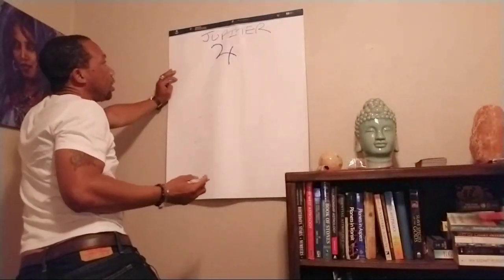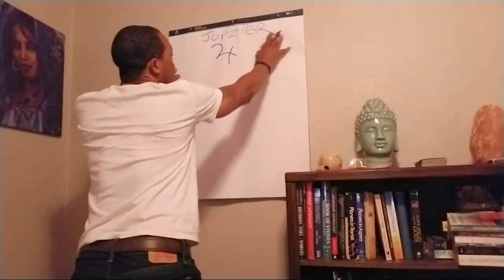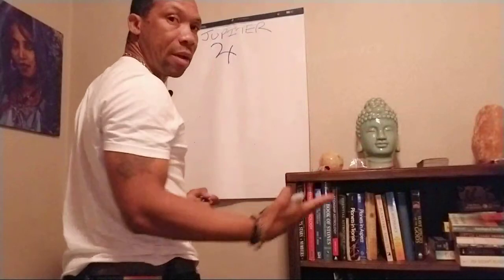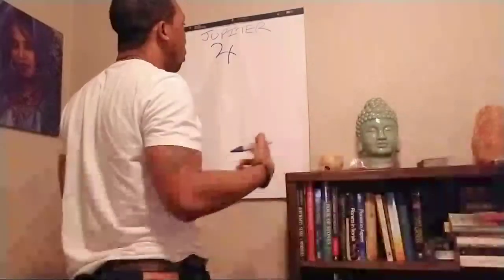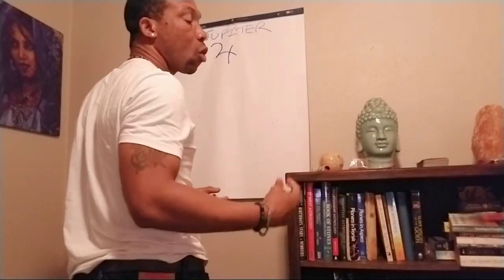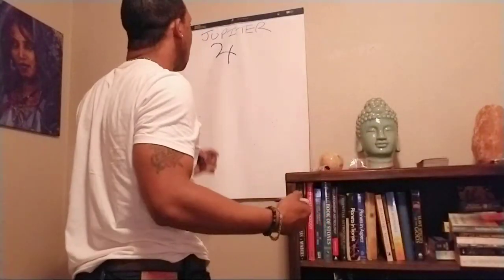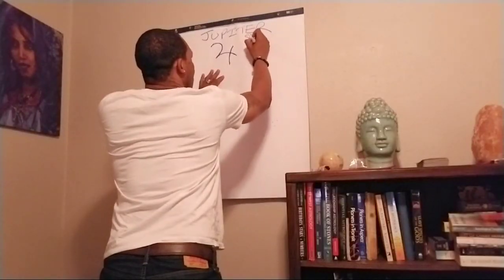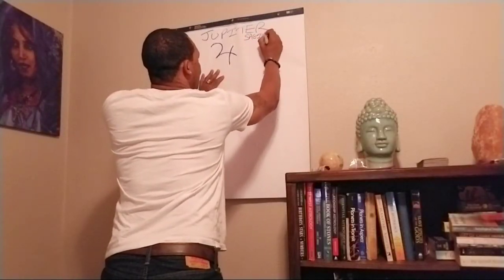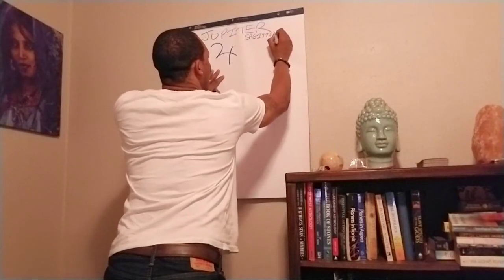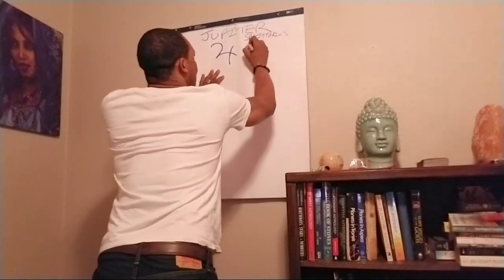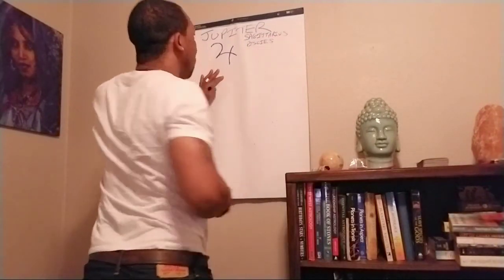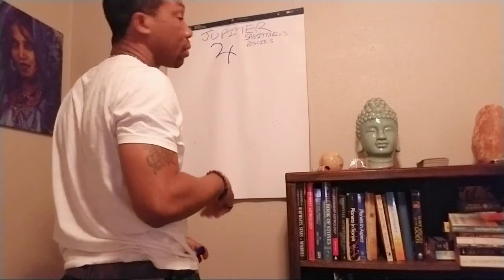Now, what does it naturally rule? The sign it naturally rules. There are two signs it rules. Remember now, it rules Sagittarius, and it is also the co-ruler of Pisces. So what does it rule? Sagittarius and Pisces.